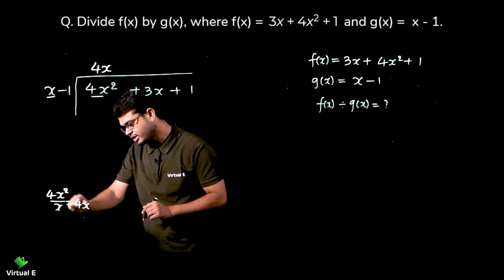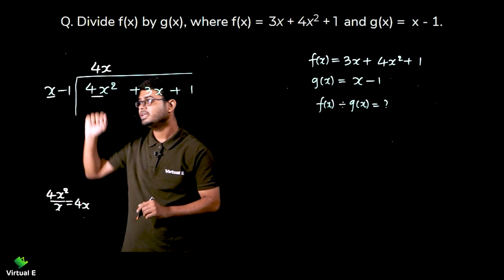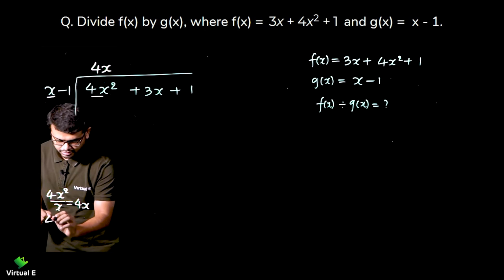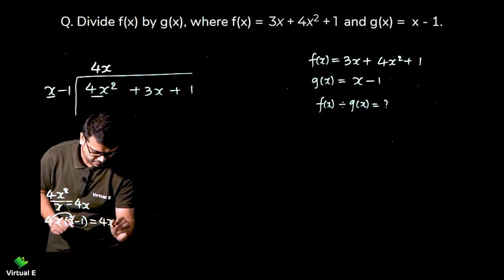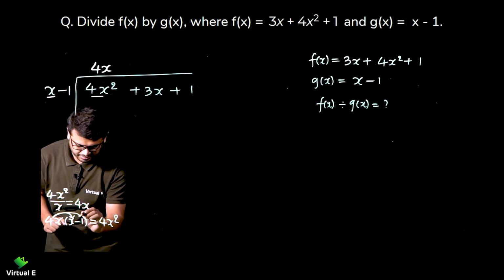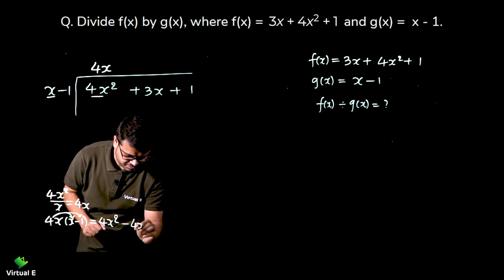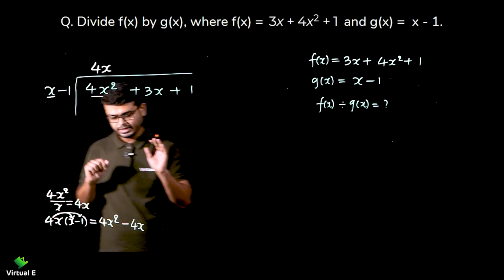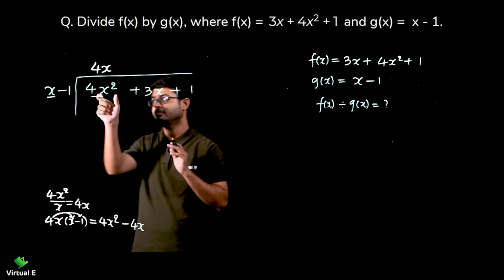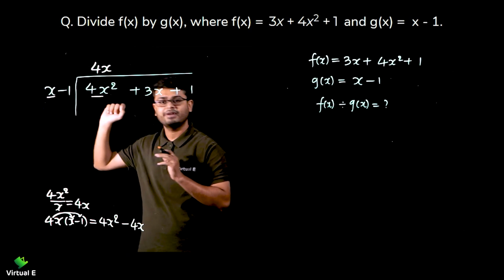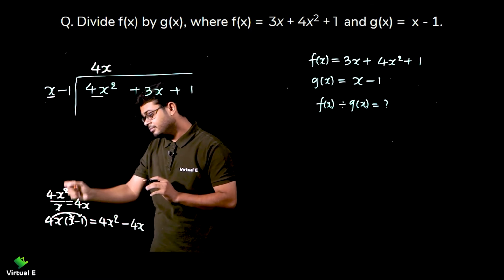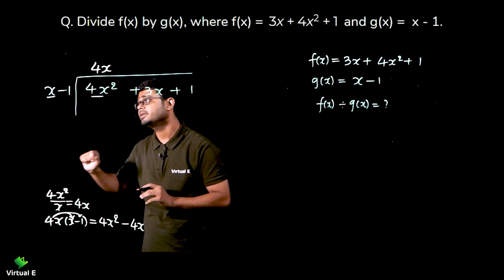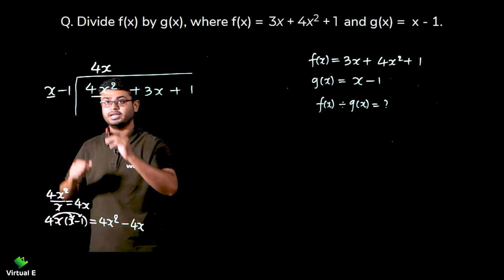Afterwards, whatever term you get, multiply with the divisor. See, 4x into x minus 1. Now 4x multiplied by x will give you 4x squared, and 4x multiplied by 1 will give you minus 4x. Simple, right? What did we do? We divided the first term of the dividend by the first term of the divisor. We get one term 4x into the quotient, and this same term you need to multiply with the divisor. So let's write below it.